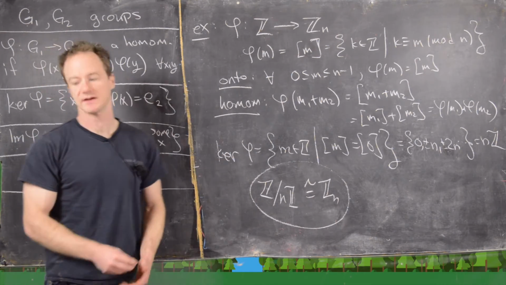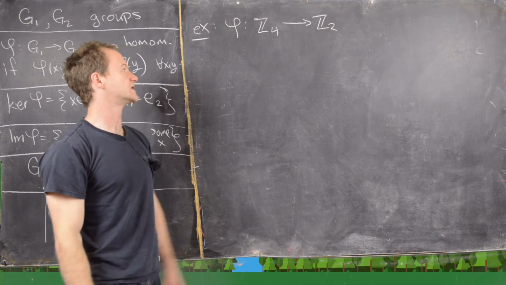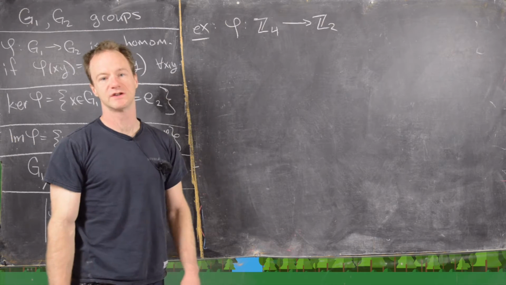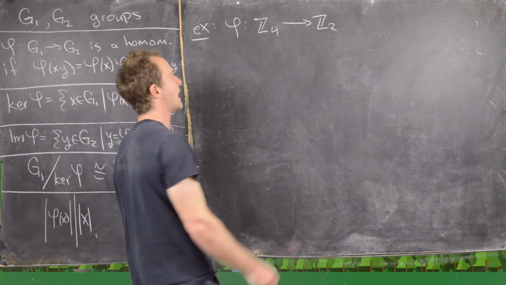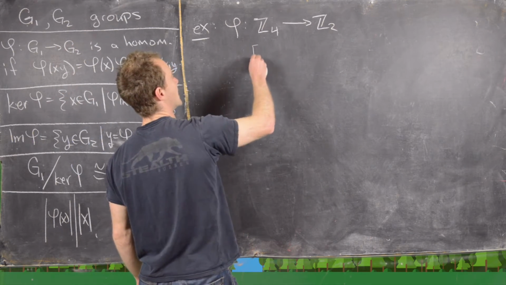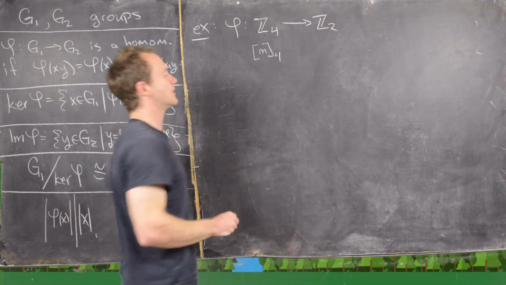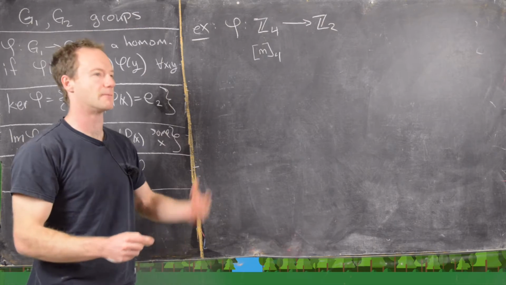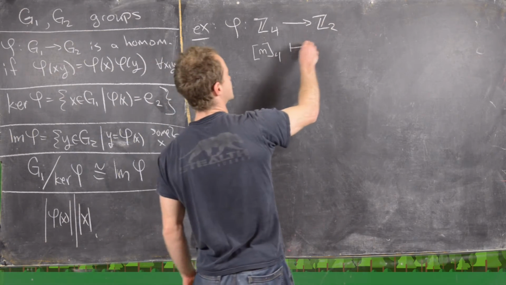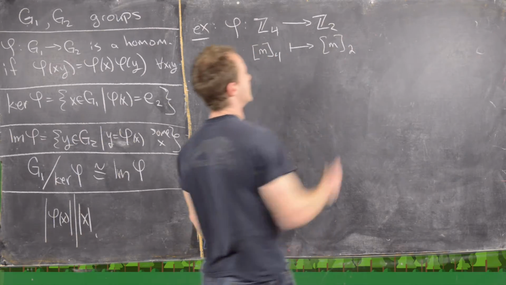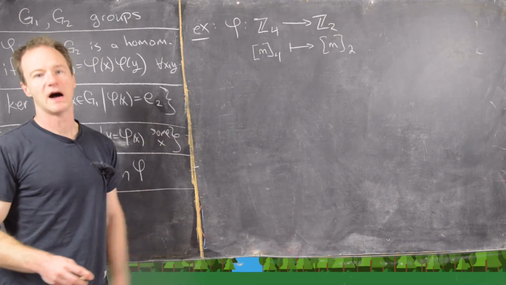Let's move on to the second. Okay, so let's look at our second example. We're going to take the group Z4 to the group Z2, and we'll define this in the following way. We'll take the equivalence class defined by m, and I'll put a 4 there to say that we're working mod 4, and we're just going to send that to the equivalence class defined by m mod 2.